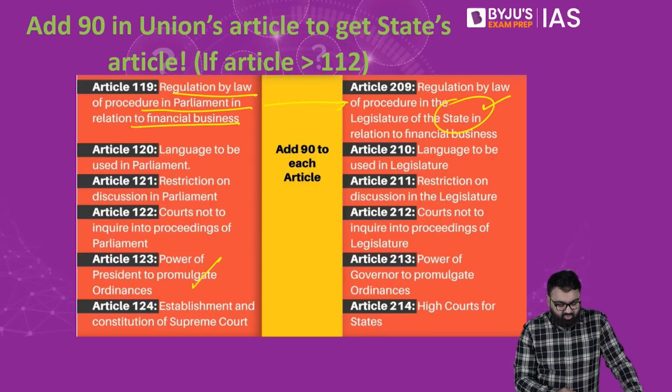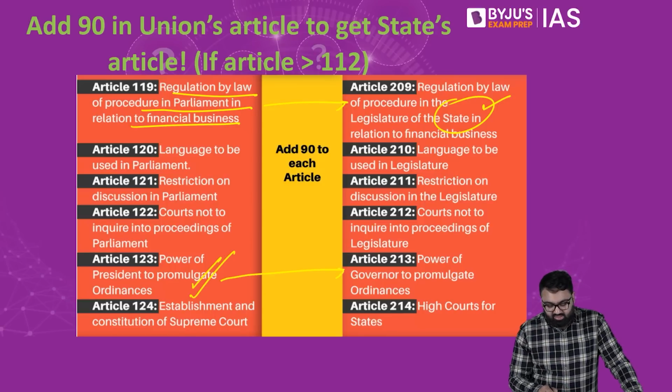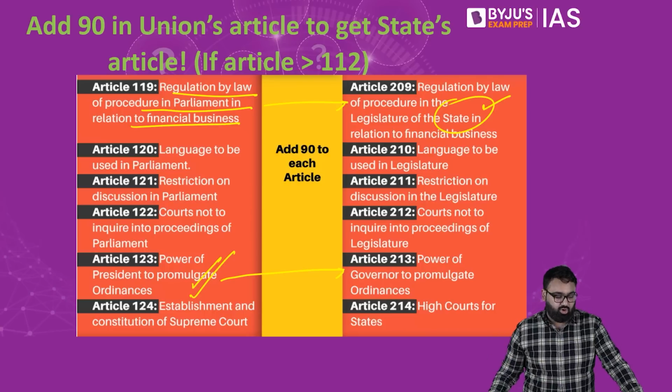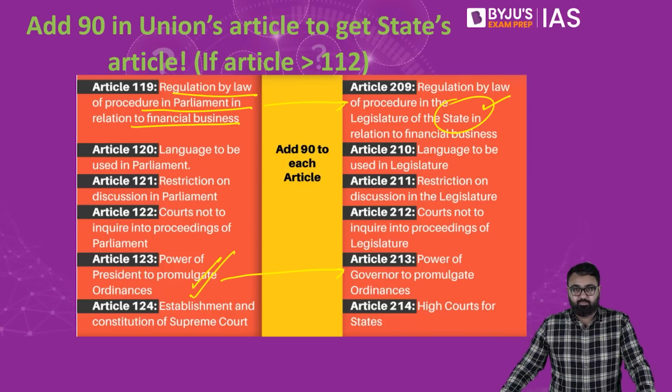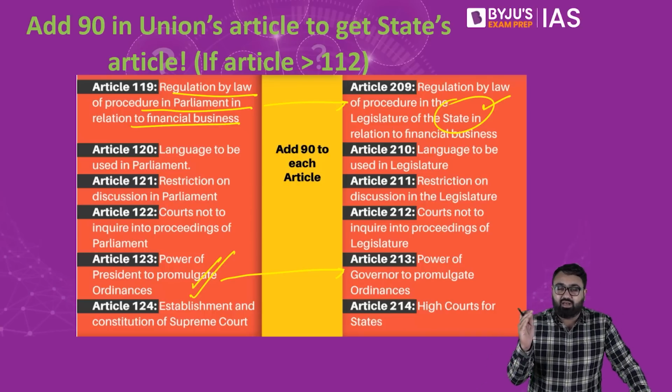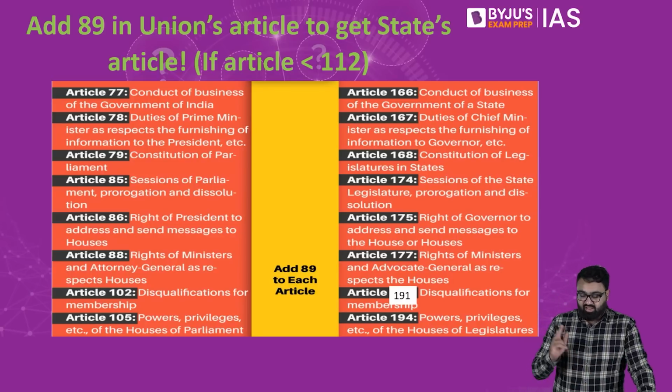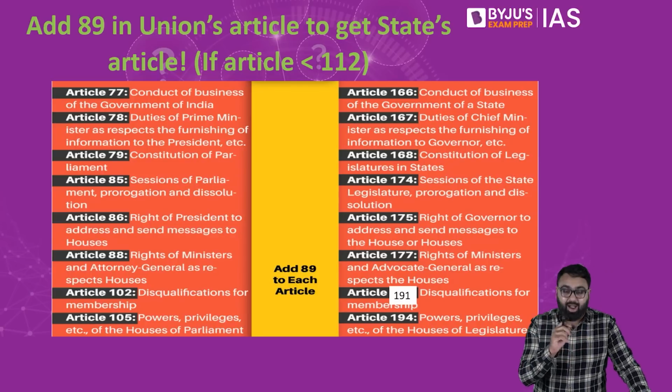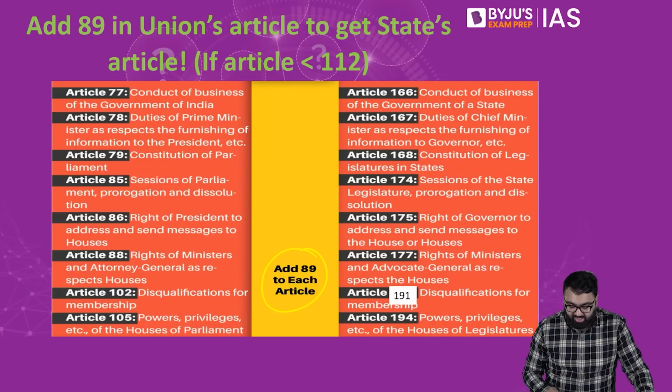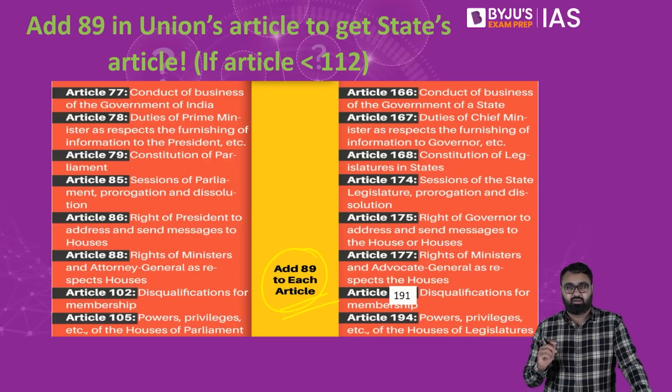Article 123, power of president to promulgate ordinance. Article 213, power of the governor to promulgate the ordinance. So as you can see, a direct relation. But what happens when the article number is below 112? When the article number is below 112, then you have to add 89 and not 90. And you will get the same result.